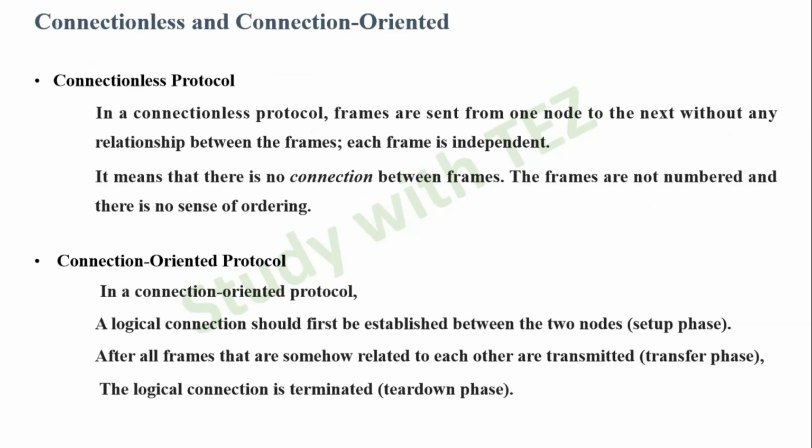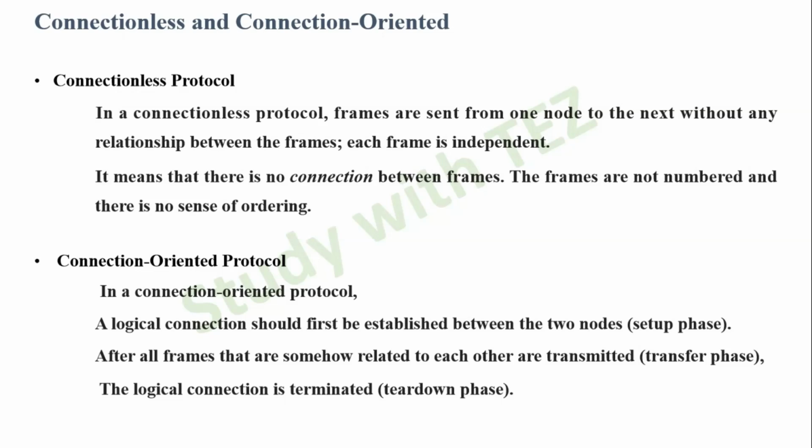Next are two types of protocols, connectionless and connection oriented. In a connectionless protocol, which I have also discussed earlier, the frames are sent from one node to the next node without any relationship between the frames. Each frame travels independently. It means that there is no connection between frames. The frames are not even numbered and there is no sense of ordering either.